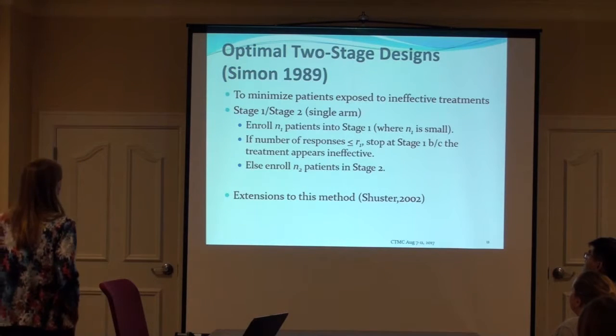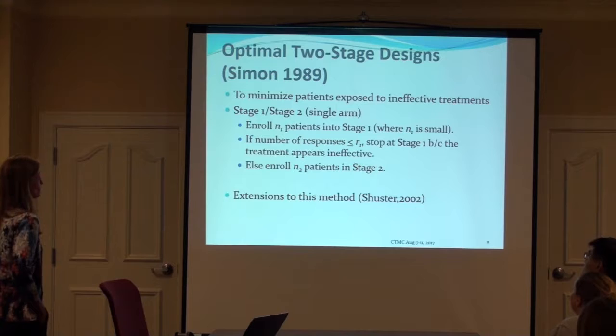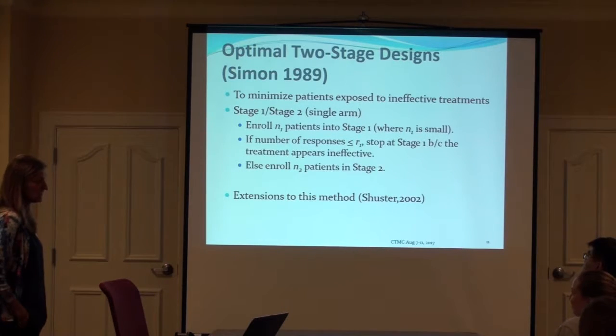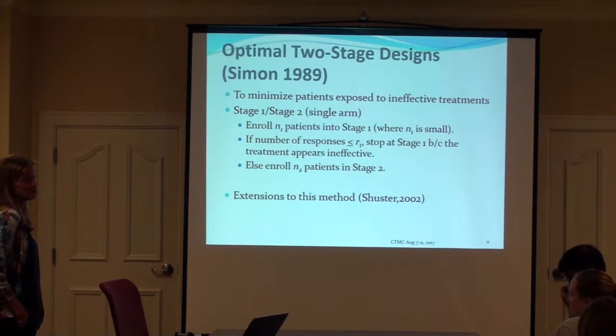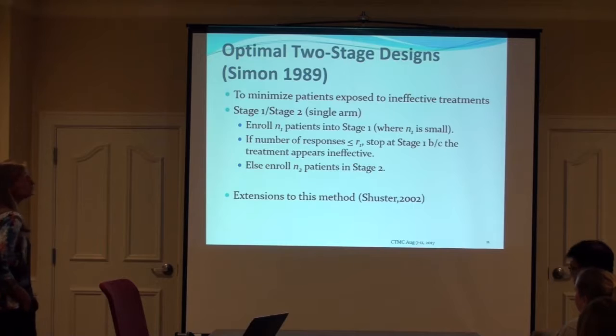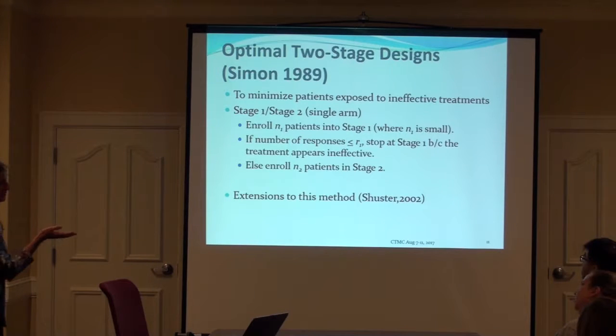So then there's the two-stage design, right? And Simon introduced this way back when, because he was saying that the single arm, single stage, you're going to waste a lot of patients when maybe you know the answer sooner. So he said, well, let's do an early look. It's still single arm when he first introduced this. And we're going to say, well, if the number of responses doesn't pass a certain threshold, then we might as well stop now before we enroll any more patients, right?